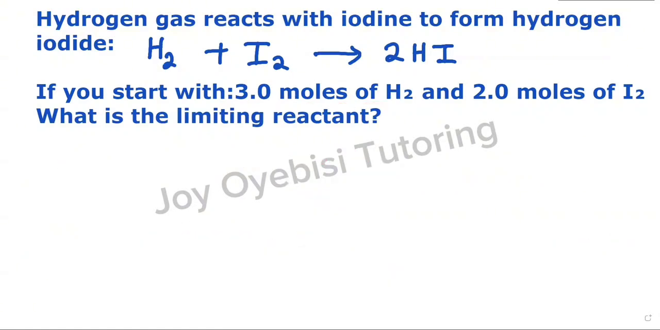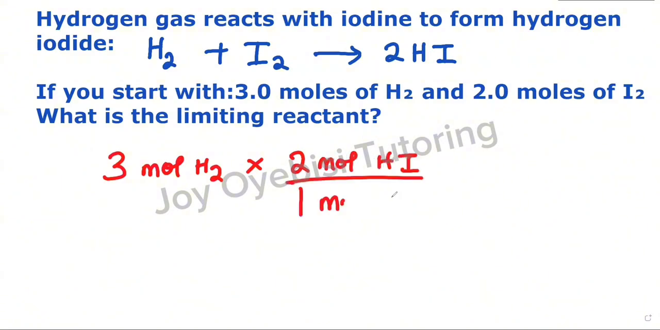For the second method, we're going to find the moles of the products. Now, if you have more than 1 product, just choose 1 product and stick to that product. So we're using the moles of the reactant to find the moles of the product. So starting with hydrogen again, we have 3 moles of hydrogen times there is 2 moles of the product against 1 mole of hydrogen. The mole hydrogens we cancel. This is 3 times 2, 6 moles of HI.